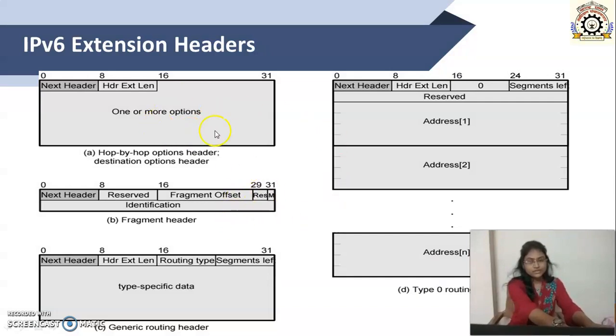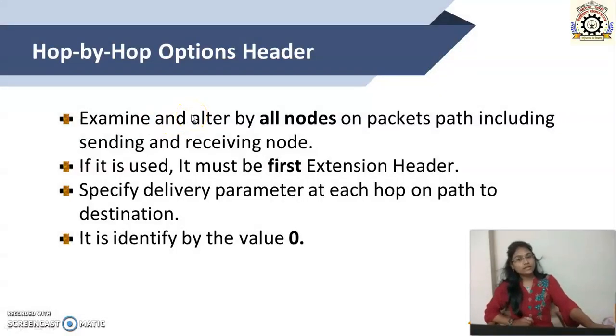All these are the formats of extension headers. First one is the hop-by-hop option header. This extension header is examined and altered by each and every intermediate router between the source and destination. If this header is present, it must always be the first header after the base header. Then the next header field in the base header contains the value 0, because the hop-by-hop option header is identified by the value 0.